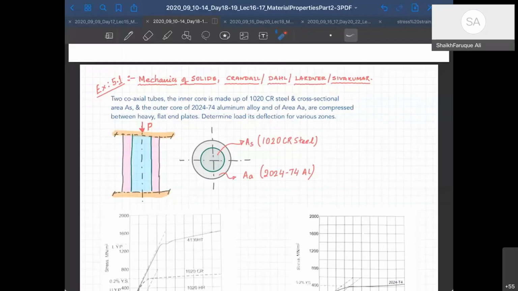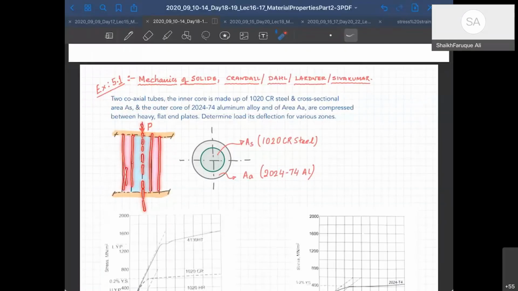So the problem states, this problem has been taken from Kendall, Mechanics of Solids, example 5.1. It says that we have two coaxial tubes. Two coaxial tubes means there are two tubes whose axes are the same, they're sharing the same axis. So it is something like this. This is the axis, this is one tube, and this is the other tube.